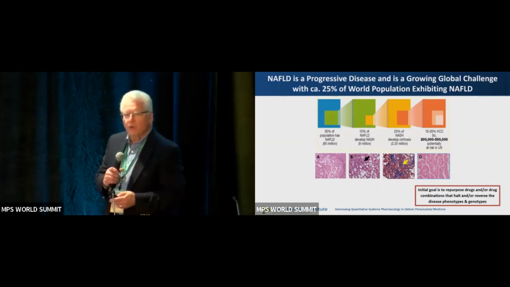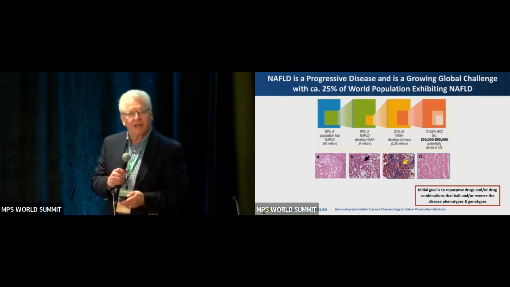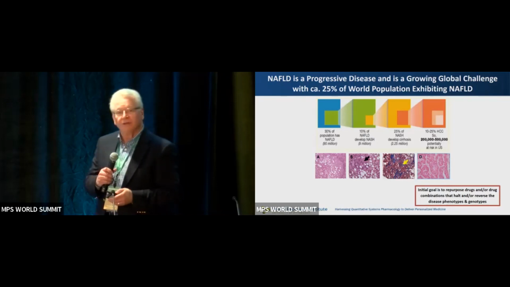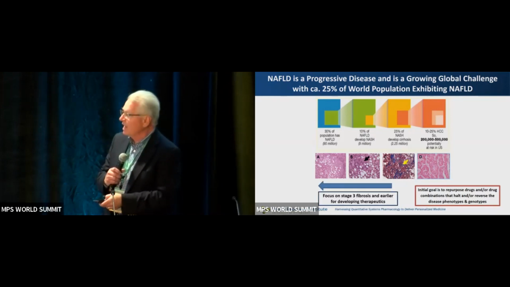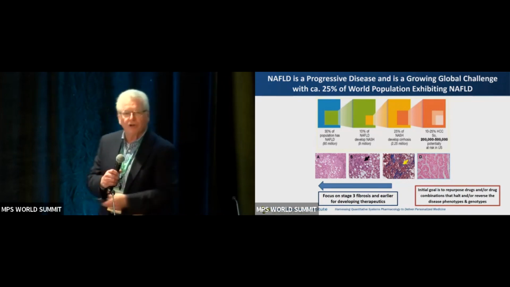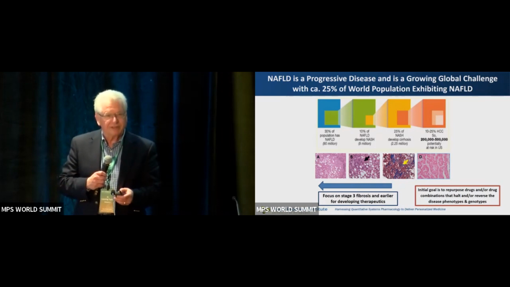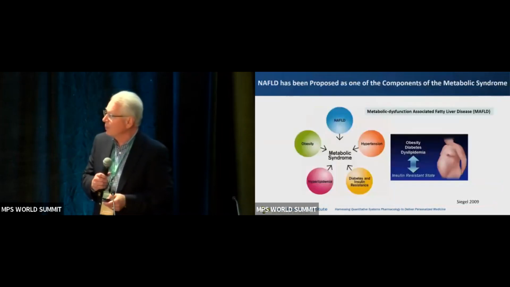So our initial goal in going after NAFLD using chips is to repurpose drugs and/or drug combinations that can halt or potentially reverse the disease phenotypes and genotypes. And we decided to start with a focus on stage 3 fibrosis and earlier in order to develop therapeutics.